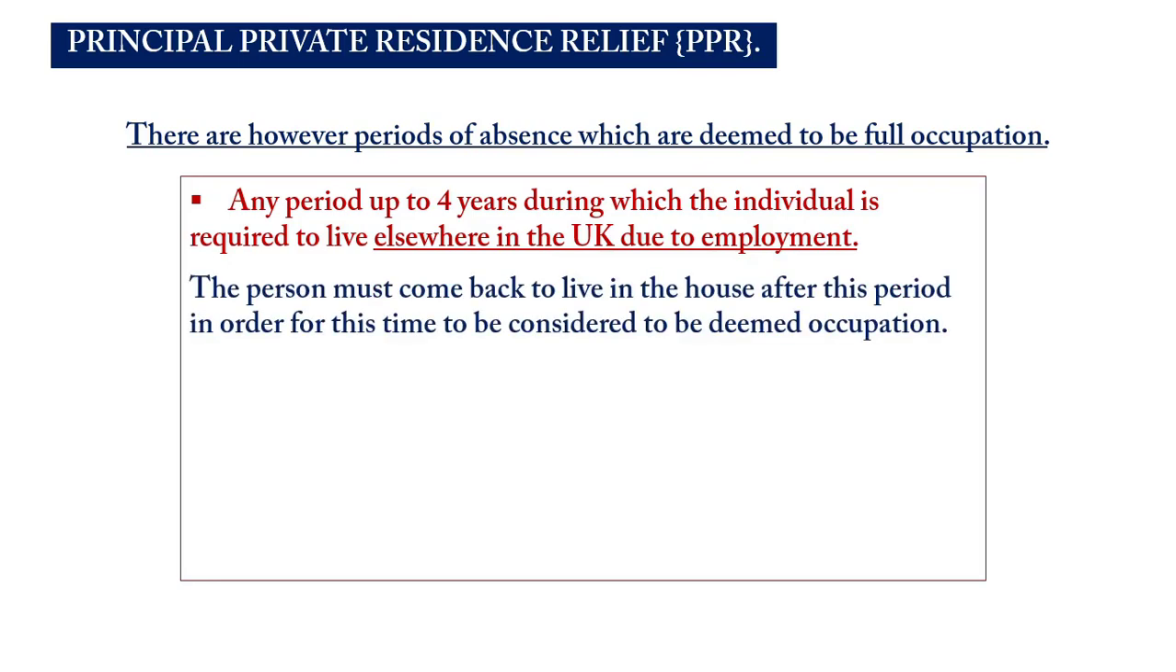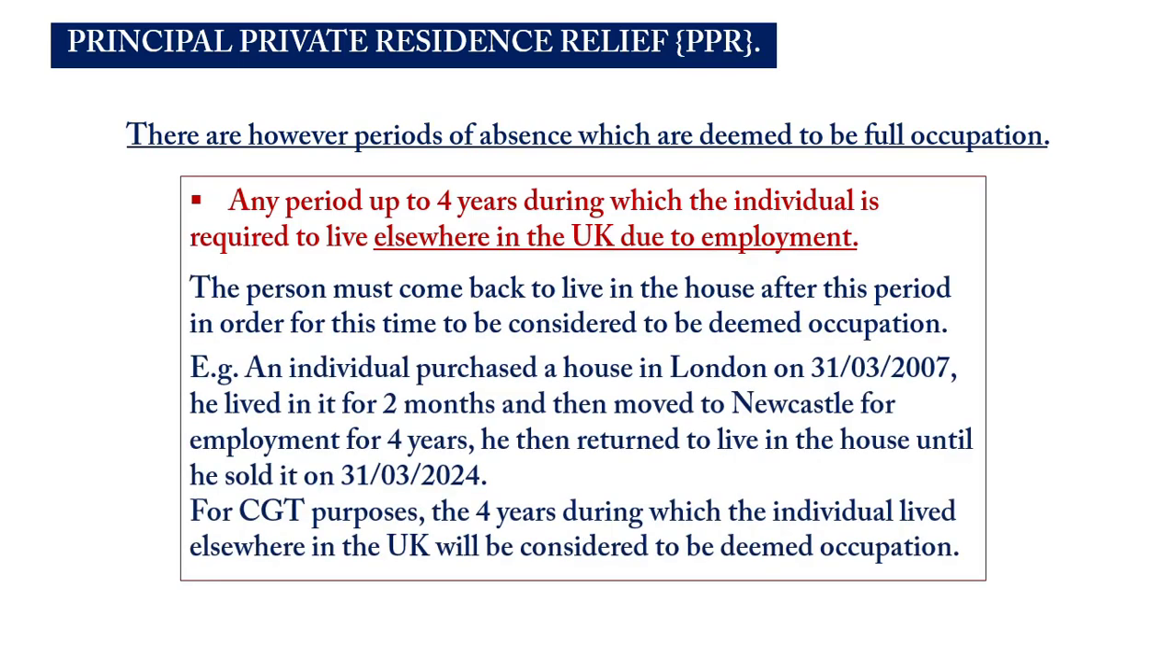So if the person has a house in London on 31st March 2007 and he lived in it for 2 months and then moved to Newcastle, which is another part of the UK, for employment for 4 years, and then he returned to live in the house, and he has to also return to live in the house, then the capital gains purposes will allow the principal private residence relief. So the 4 years qualifies for it because it is within the allowable threshold.